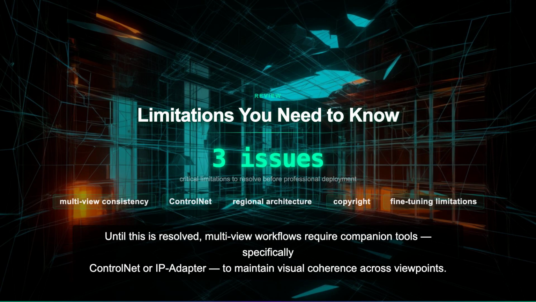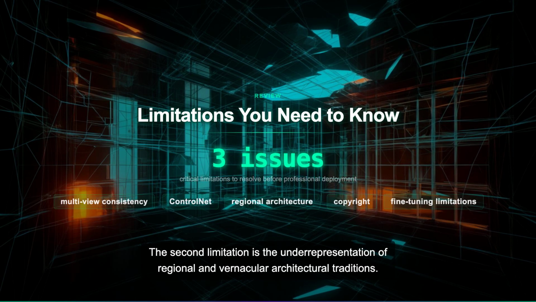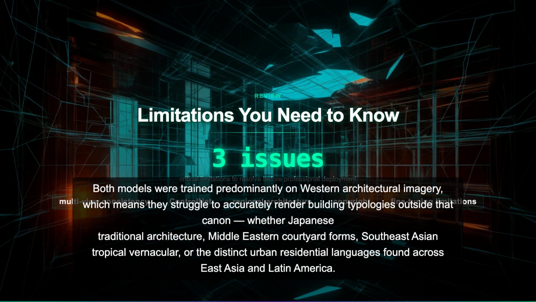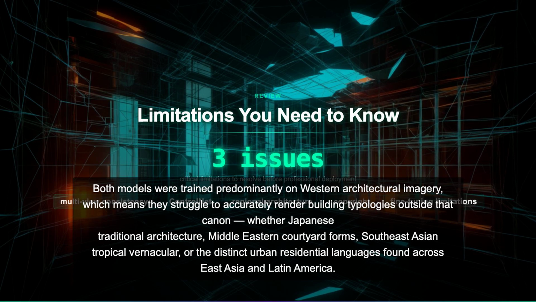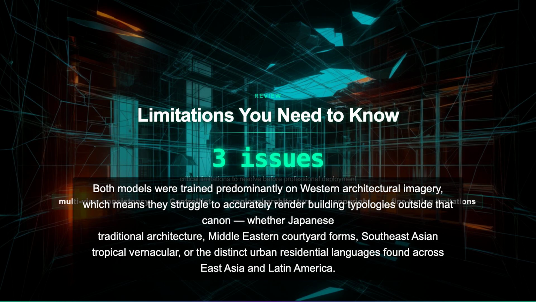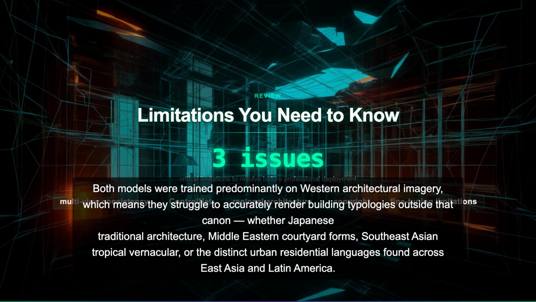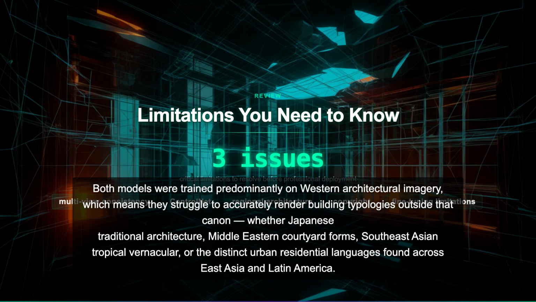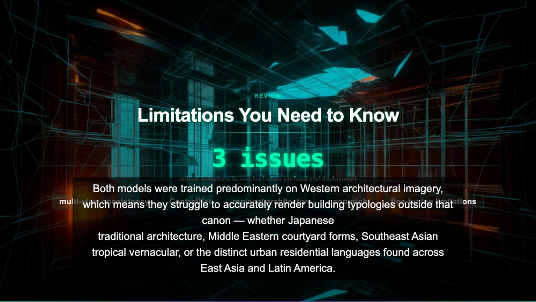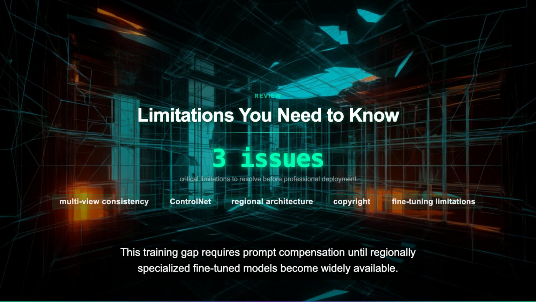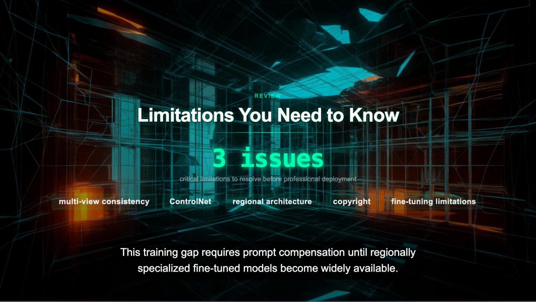The second limitation is the underrepresentation of regional and vernacular architectural traditions. Both models were trained predominantly on Western architectural imagery, which means they struggle to accurately render building typologies outside that canon, whether Japanese traditional architecture, Middle Eastern courtyard forms, Southeast Asian tropical vernacular, or the distinct urban residential languages found across East Asia and Latin America. This training gap requires prompt compensation until regionally specialized fine-tuned models become widely available.